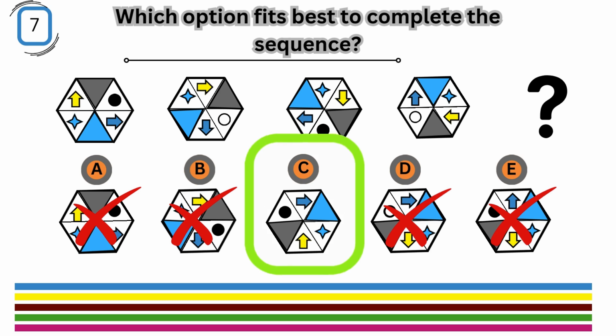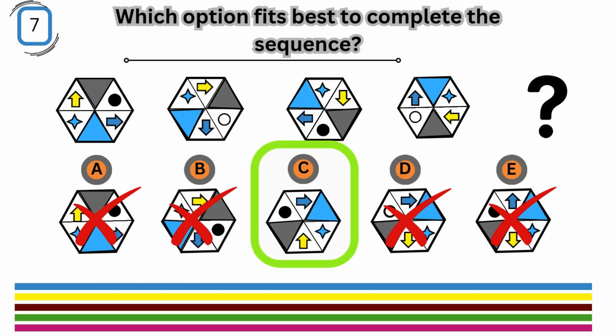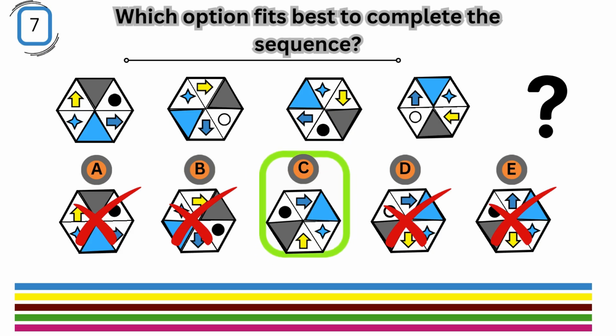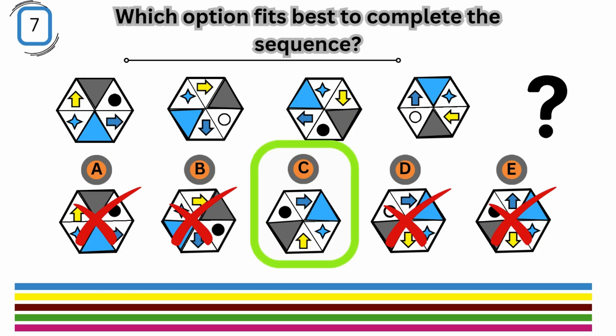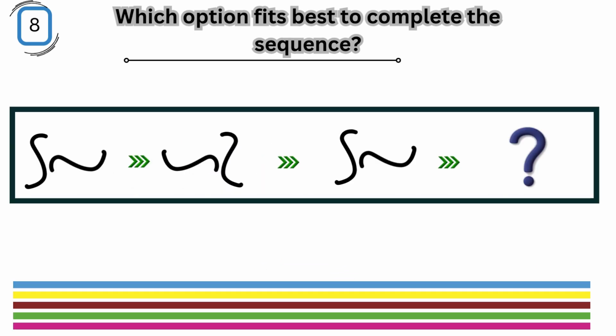That leaves us with option C, which meets all the criteria. The pattern rotates correctly in a clockwise direction, the arrow is facing the right way, and the circle changes from white to black. Therefore, option C is the correct answer.